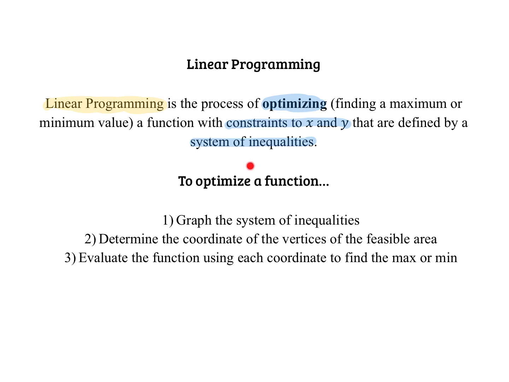So to help us optimize our function, this process of linear programming, first we're going to graph the system of inequalities, and then we're going to find the coordinates of the vertices of our solution area. So this could be something where it's really clear what the point of intersection is, or if it's not, we may have to find that point of intersection algebraically. And then once we have those coordinates, we're going to evaluate our function using each coordinate. We're essentially going to plug in the x and y values to see which one generates the maximum or minimum that we're looking for.